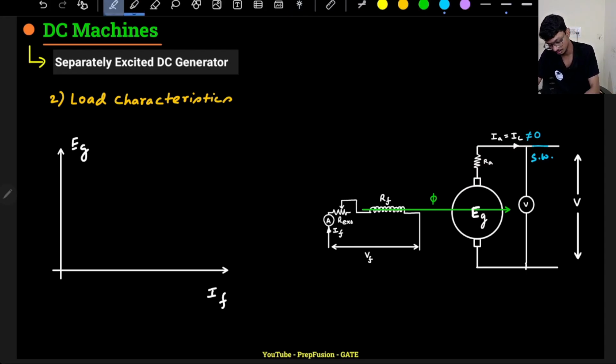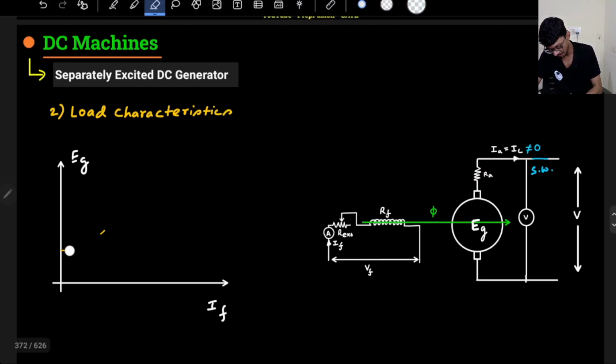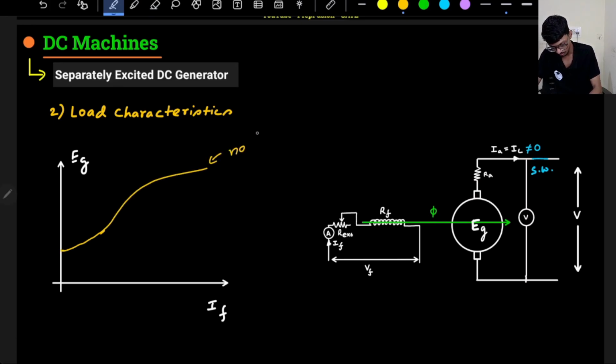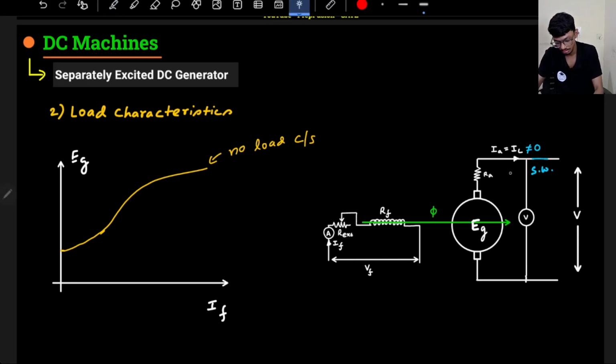This was my no load characteristics. If load current is non-zero, what will happen? The graph will simply shift down, due to what? Due to armature reaction and the IARA drop. I have already discussed how the graph shifts down. So the graph here will shift down, somewhat like this.